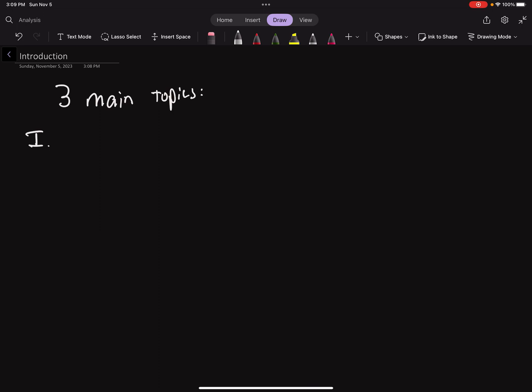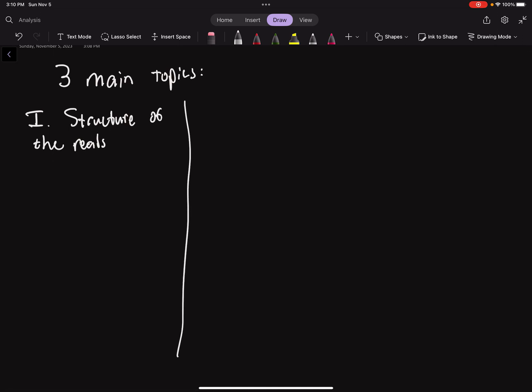So topic one is, I'm going to call it, structure of the real numbers. Okay, and this will have several subtopics. First, we'll actually construct the real numbers, and I'll call it the real field. We'll construct this from the rational field. And then we'll investigate some of its properties.